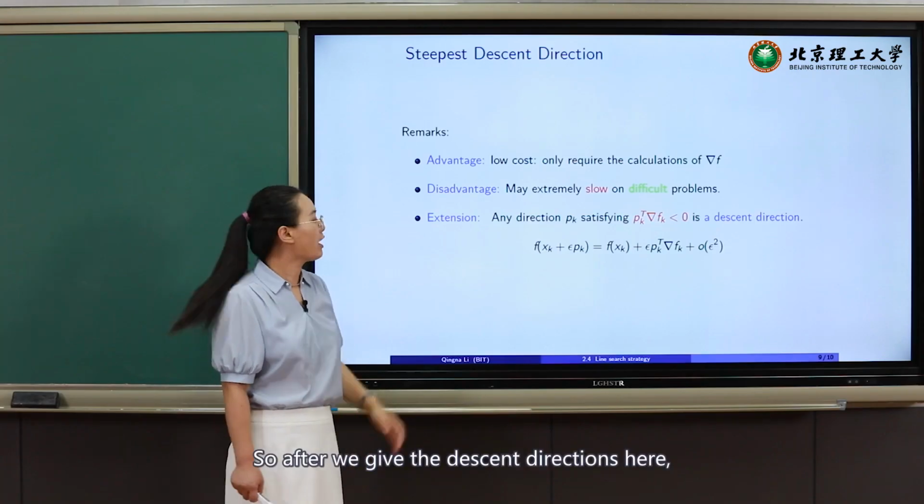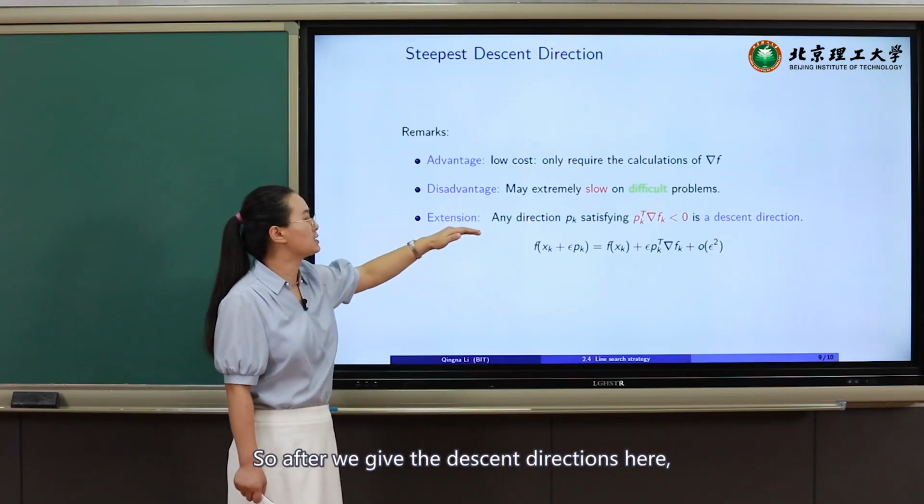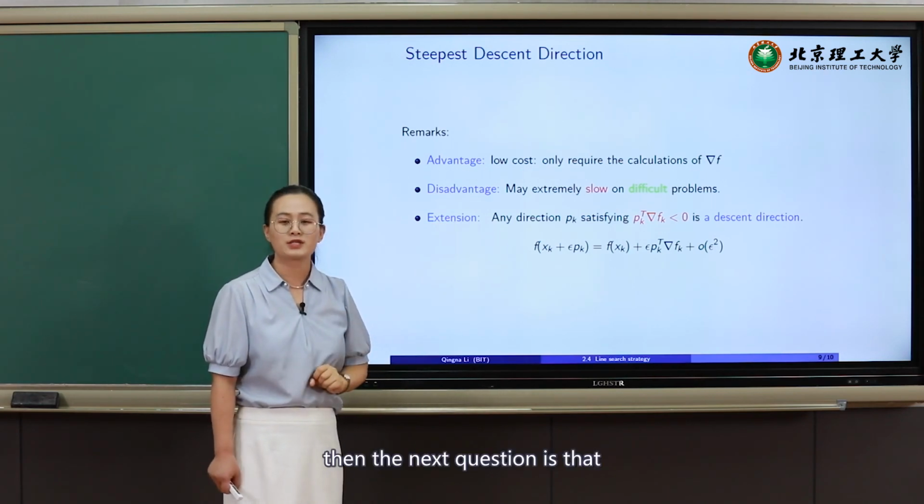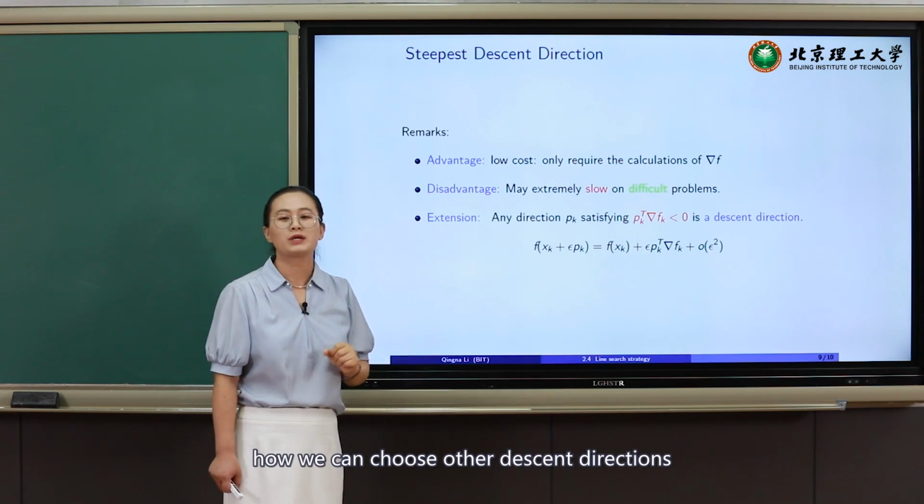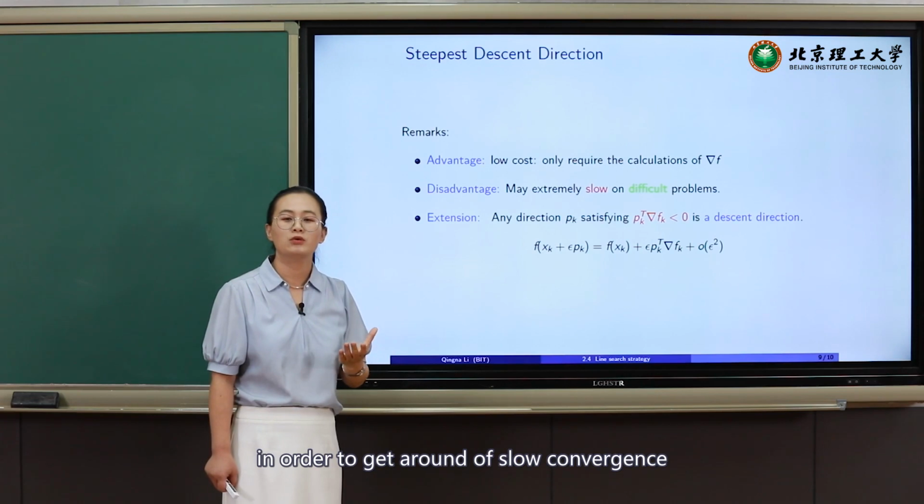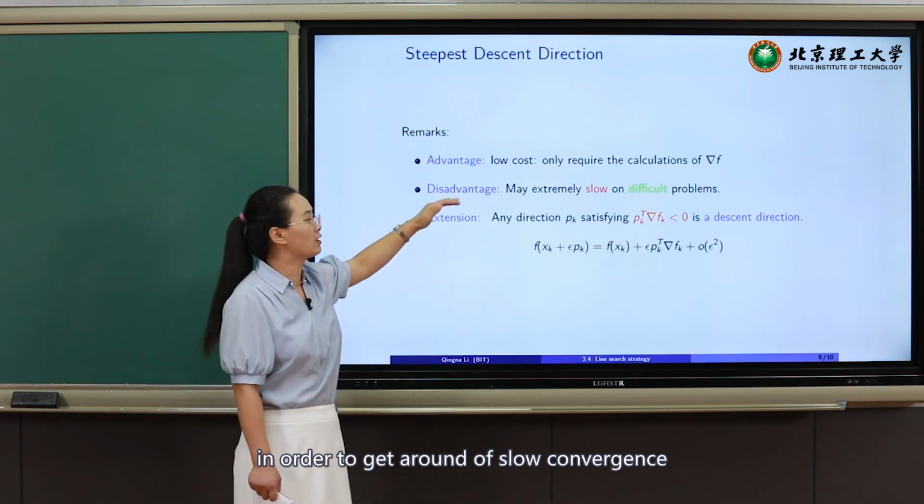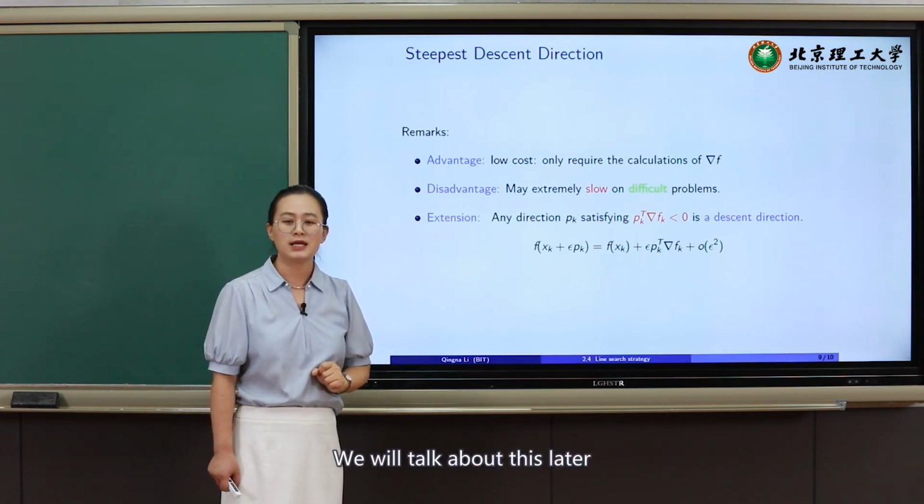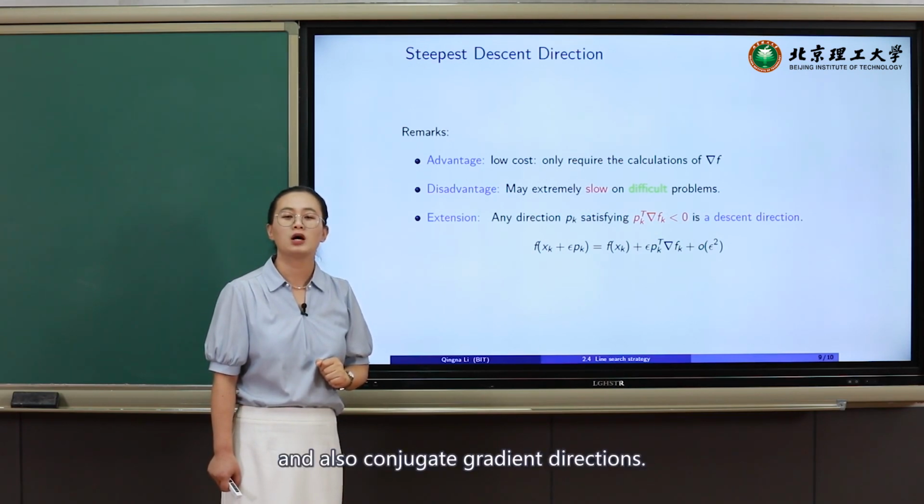After giving the descent direction here, the next question is how we can choose other descent directions in order to avoid the slow convergence of the steepest descent direction. We will talk about this later in Newton's direction, quasi-Newton's direction, and also conjugate gradient directions.